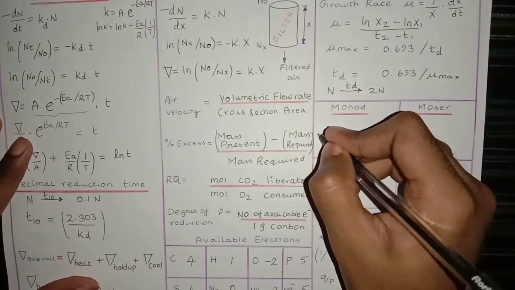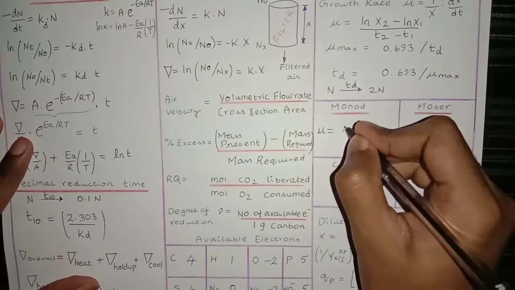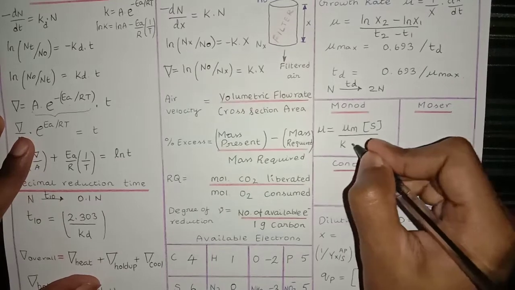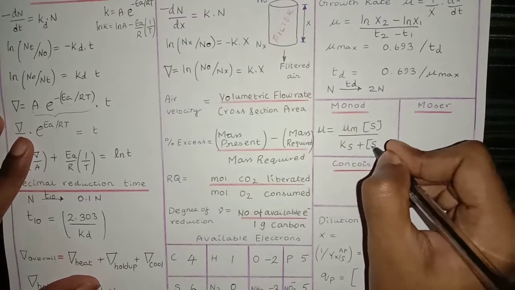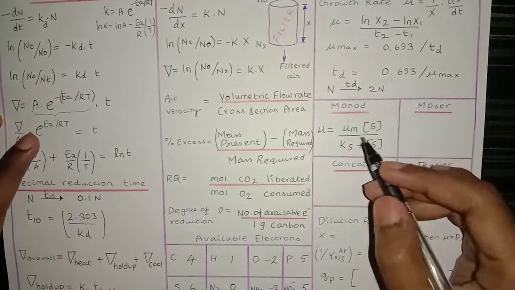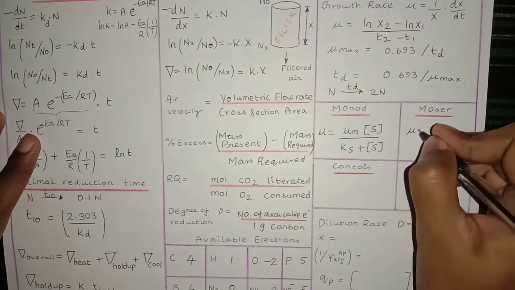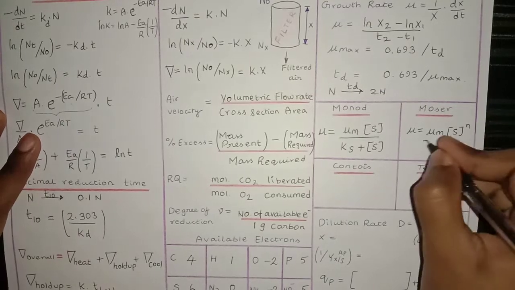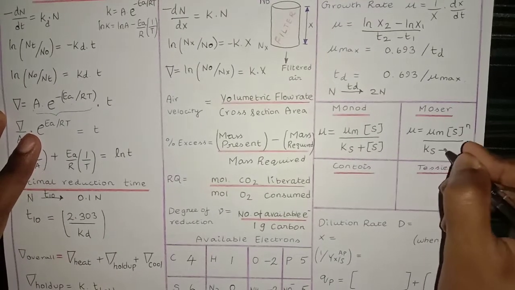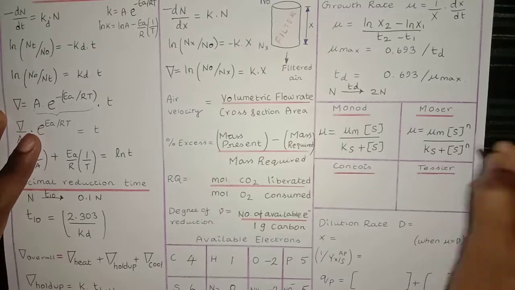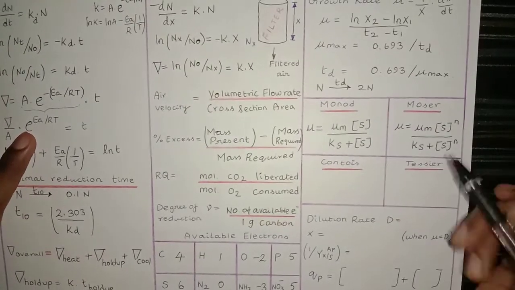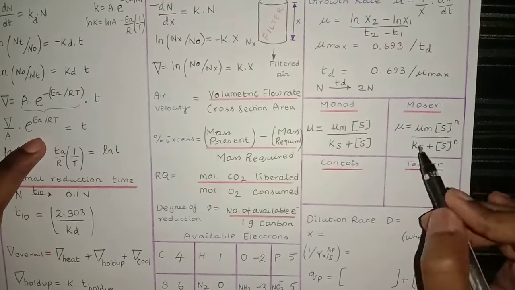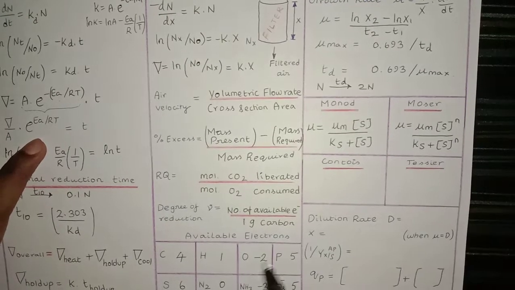Monod model describes mu, that is growth rate, as equal to mu max times substrate concentration divided by Ks plus S. Moser model is similar to Monod model. Mu is equal to mu max times S raised to the power n over Ks plus S raised to the power n. If n is equal to 1, it becomes mu max times S divided by Ks plus S, which is the Monod model.